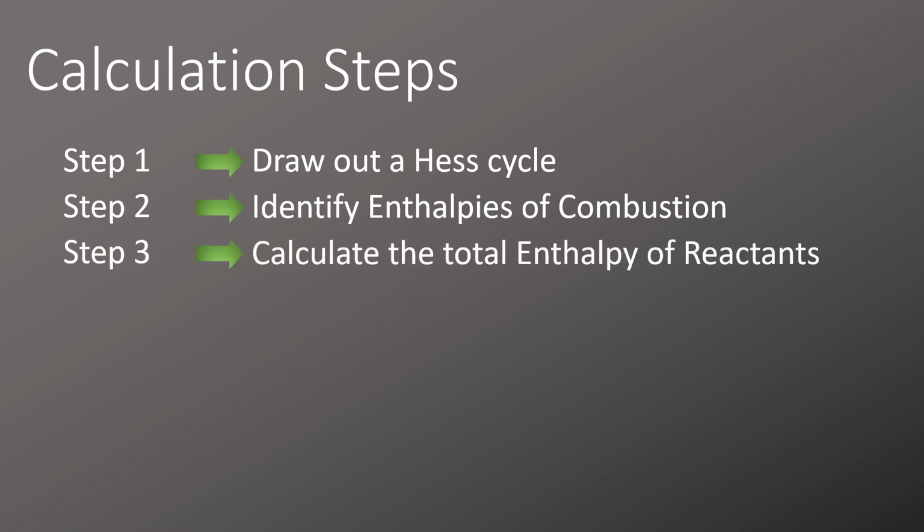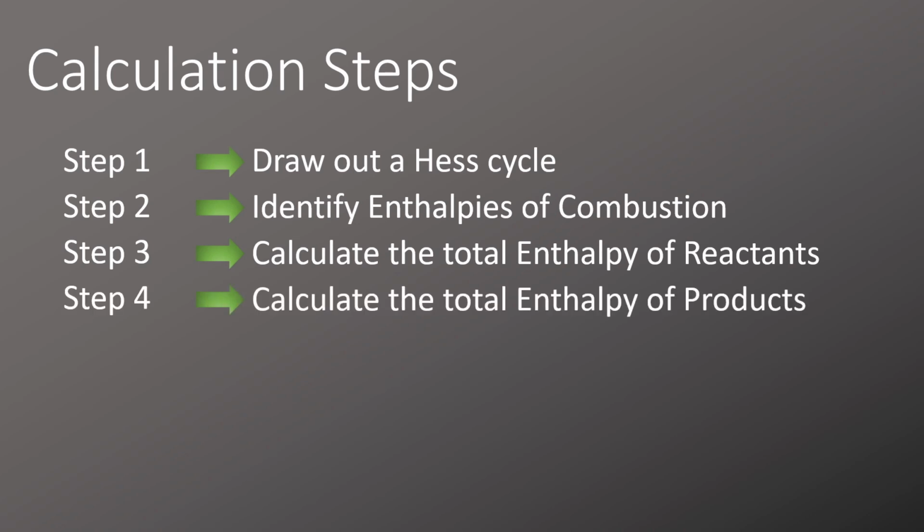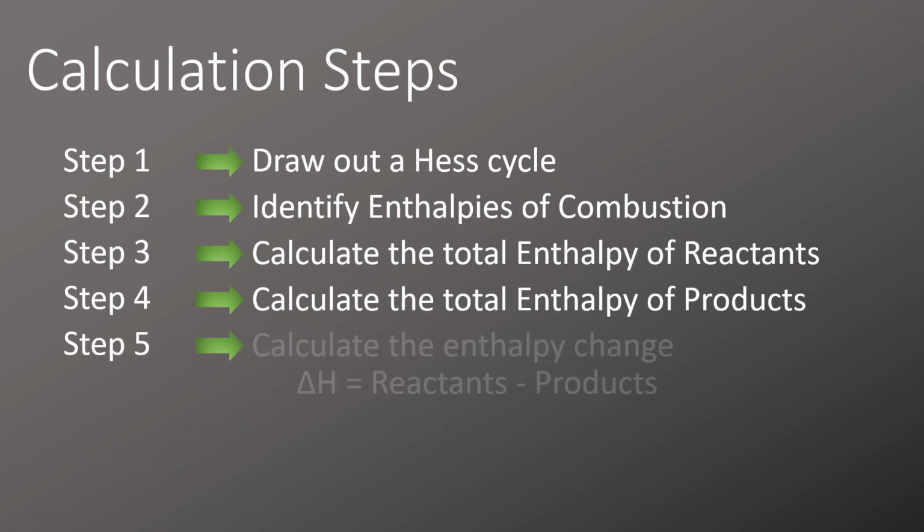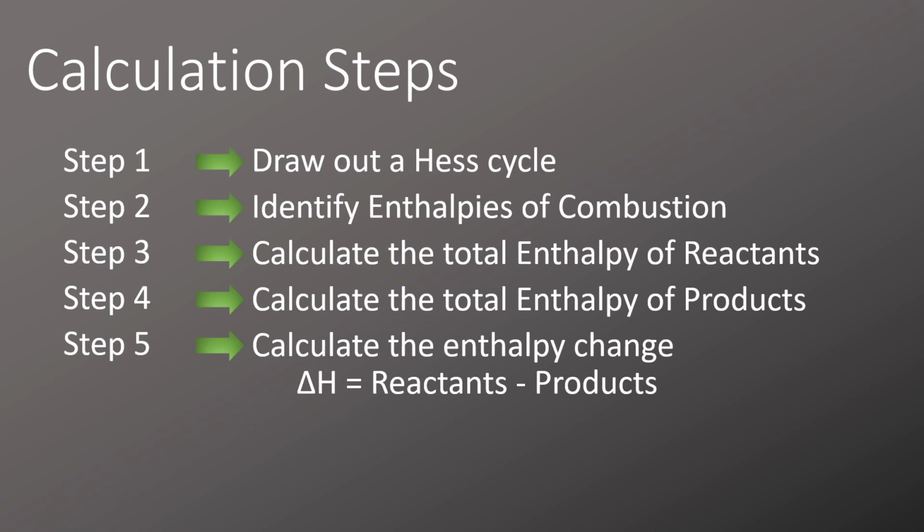Step 3 is to calculate the total enthalpy of all the reactants, remembering to multiply any values that you need to. Step 4 is to calculate the total enthalpy of all the products, again remembering to multiply any values that you need to. And step 5 is to use the equation delta H equals reactants minus products to work out the overall enthalpy change for the chemical reaction.